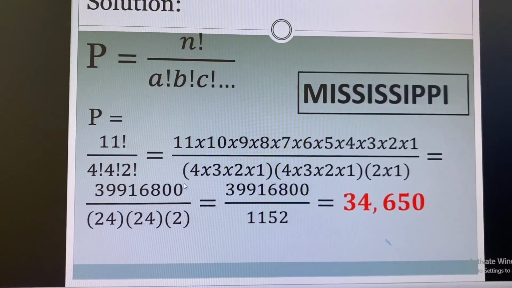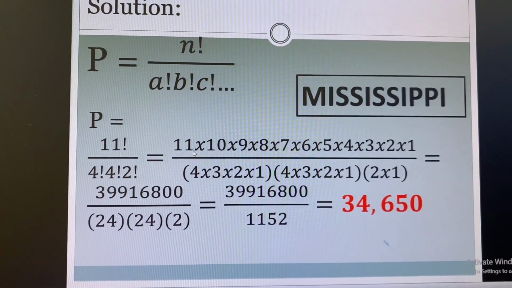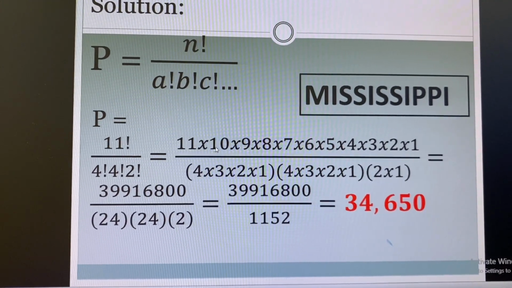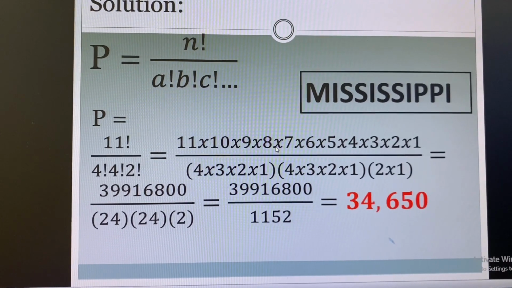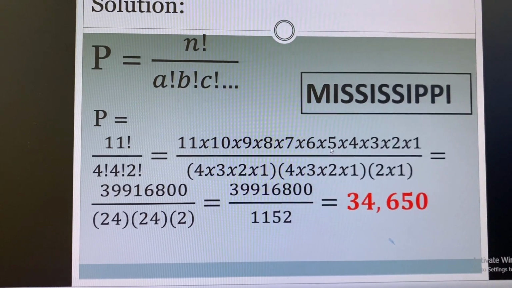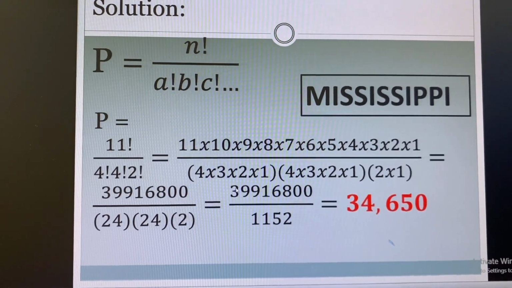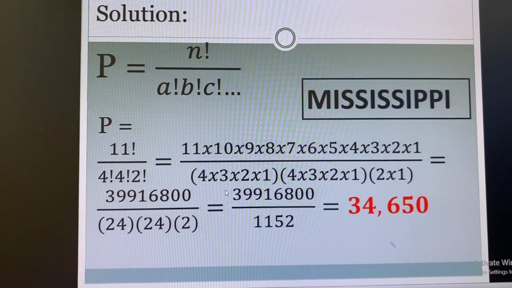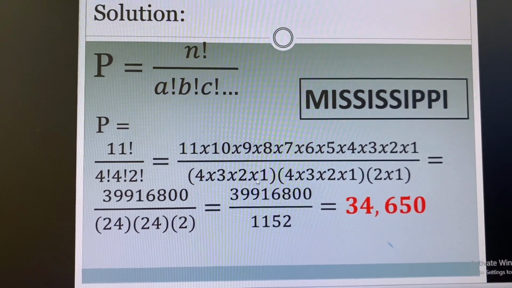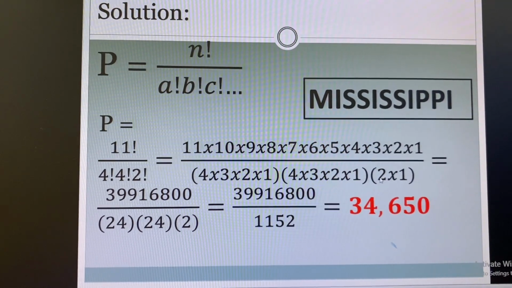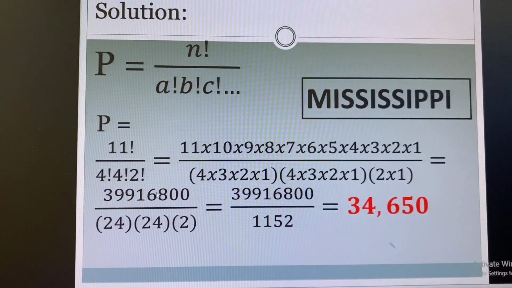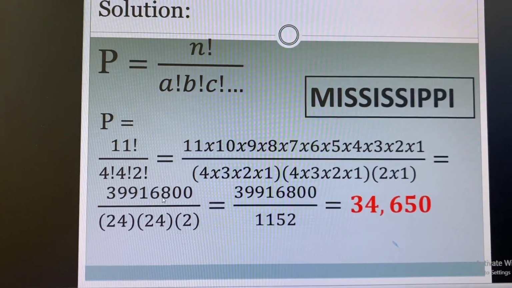Then after that, solve it. So this is now the solution. 11 times 10 times 9 times 8 times 7 times 6 times 5 times 4 times 3 times 2 times 1. Then in the denominator, 4 times 3 times 2 times 1, 4 times 3 times 2 times 1, 2 times 1.